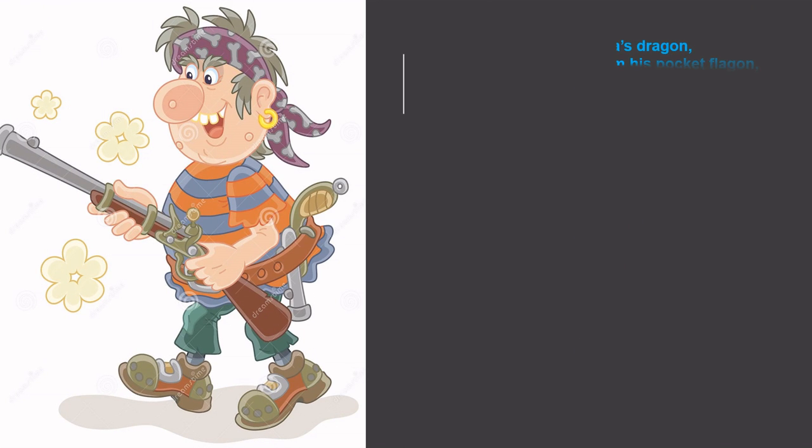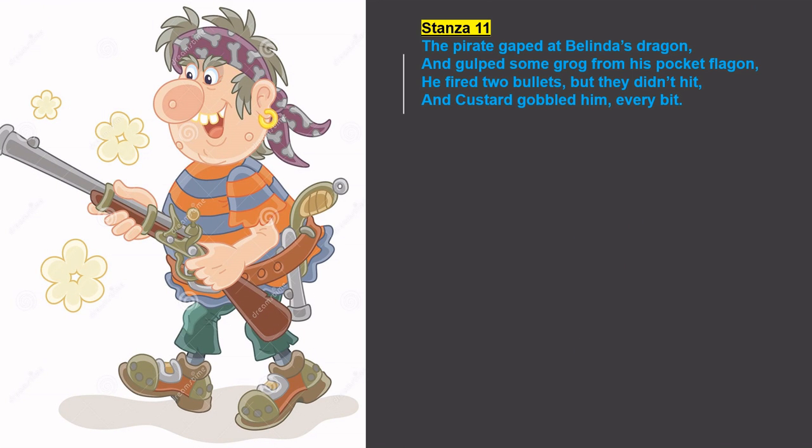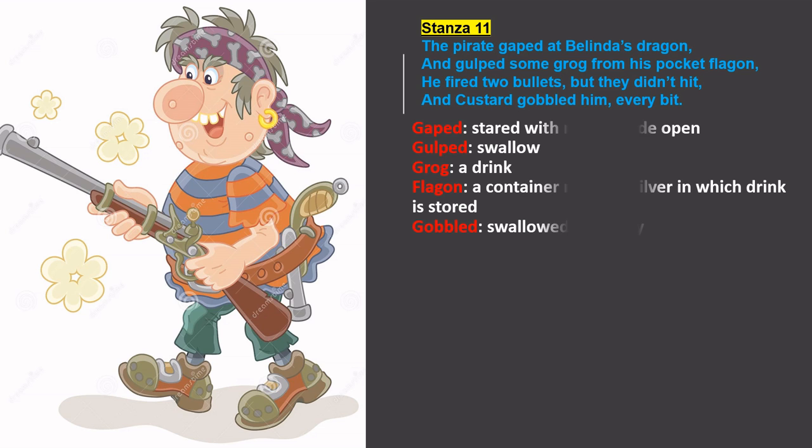Now moving to the next stanza. The pirate gaped at Belinda's dragon and gulped some grog from his pocket flagon. He fired two bullets, but they didn't hit, and Custard gobbled him every bit.